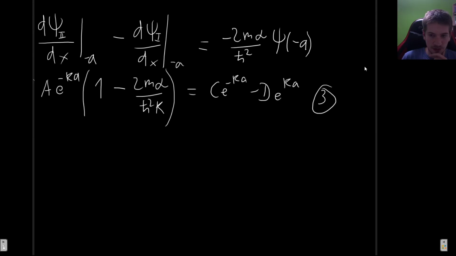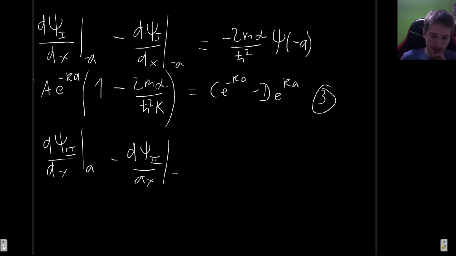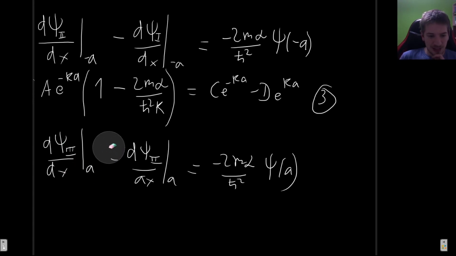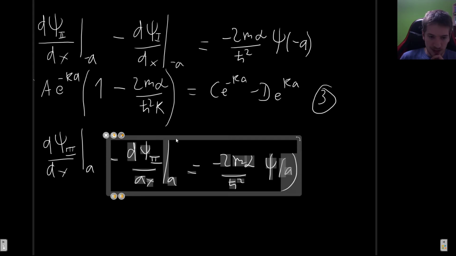Okay, so that's going to be from this first condition. Now let us go to the second boundary condition that we have to apply here. So the discontinuity on the delta potential that is located not at minus a, but at a. In that case, it's going to be d psi 3 dx evaluated at a minus d psi 2 dx evaluated at a. This will have to be equal to minus 2m alpha over h bar squared psi evaluated at a. Now let us replace each one of these things by its actual value.